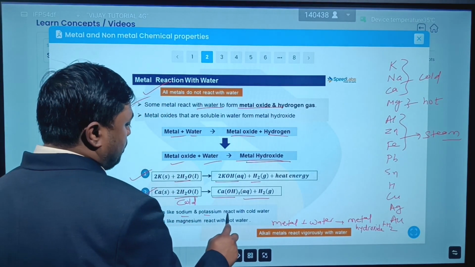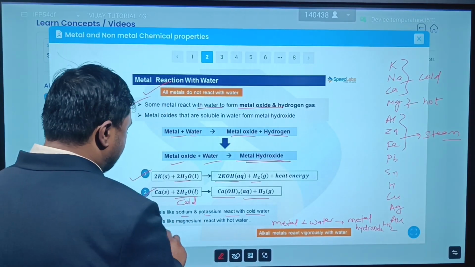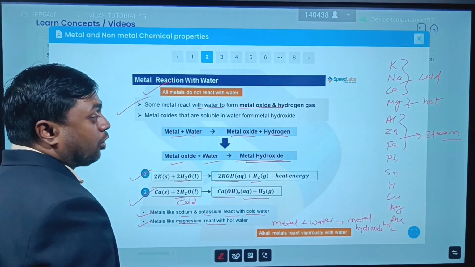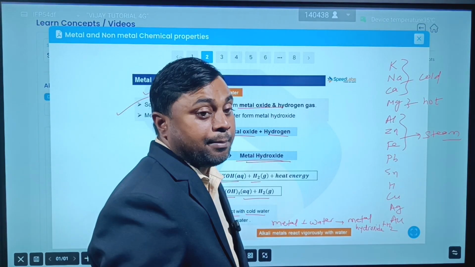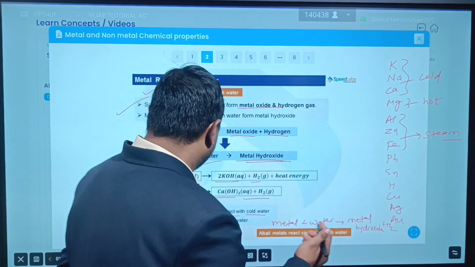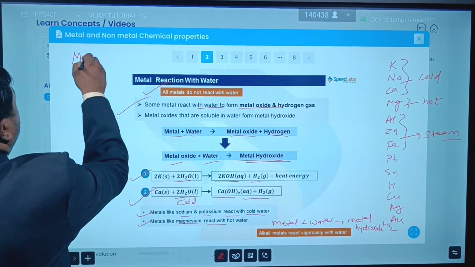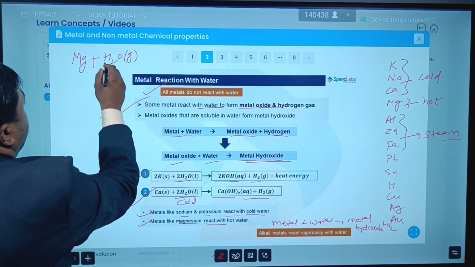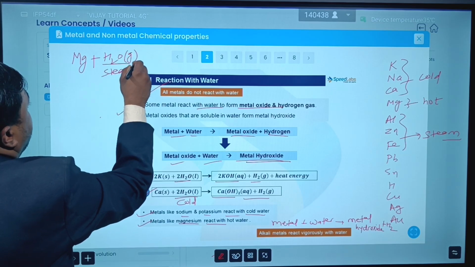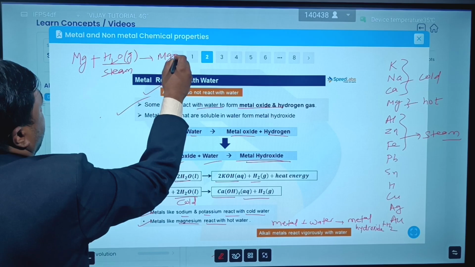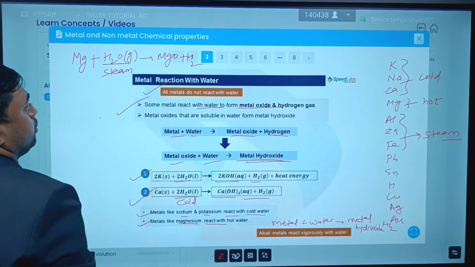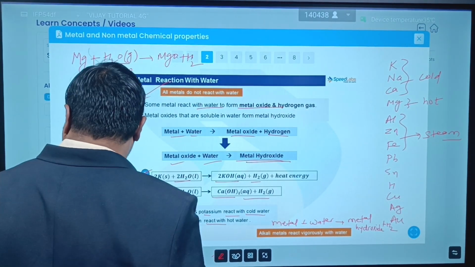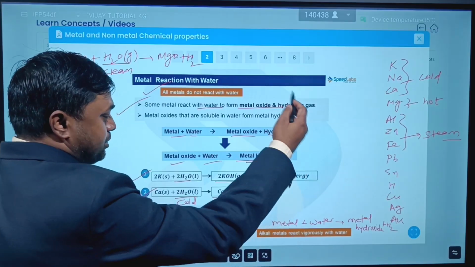Metals like potassium, sodium react with cold water. Metals like magnesium react with hot water. Okay, they may ask you what will happen when magnesium reacts with steam. So generally, magnesium reacts with steam, H2O. In the gaseous form you have to write steam. So it gives you metal oxide, MgO plus H2. Magnesium oxide plus hydrogen. Okay, please make a note of this.